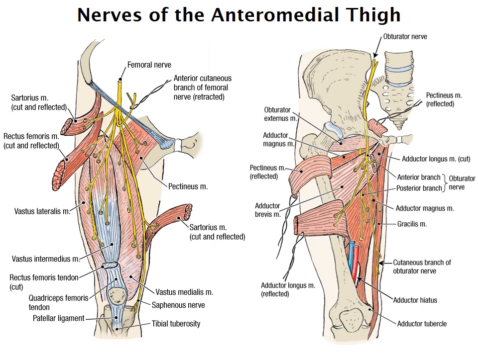The saphenous nerve is a cutaneous branch of the femoral nerve that courses through the adductor canal, then innervates the anterior and medial aspects of the leg. So it's going to innervate in this direction.